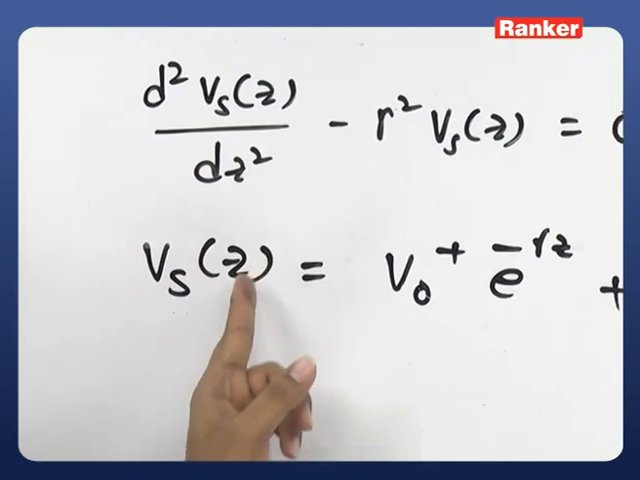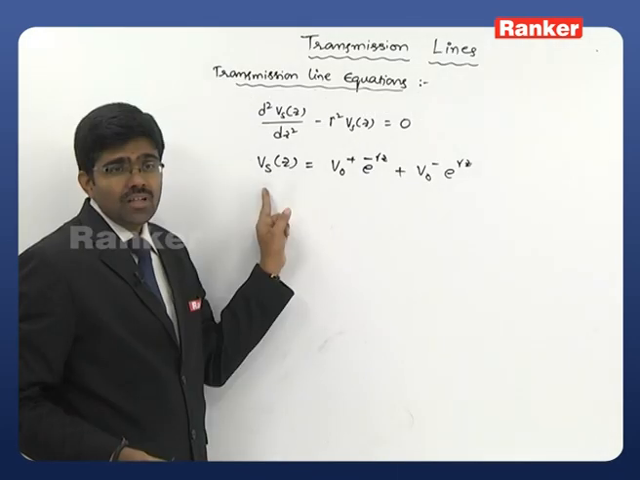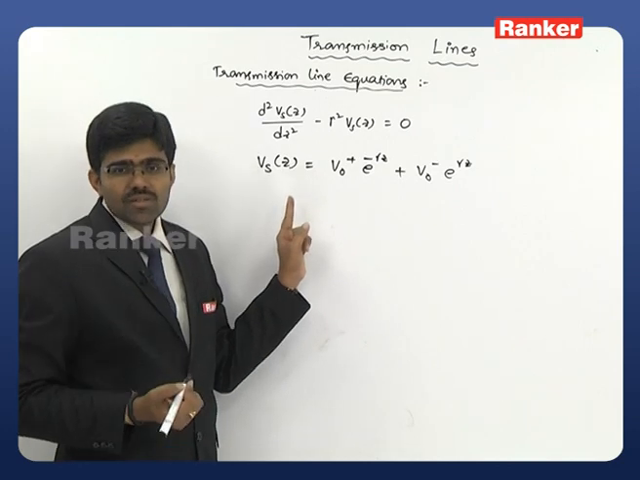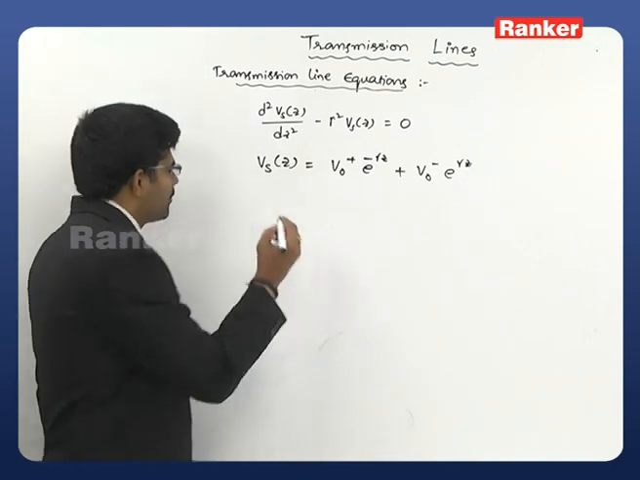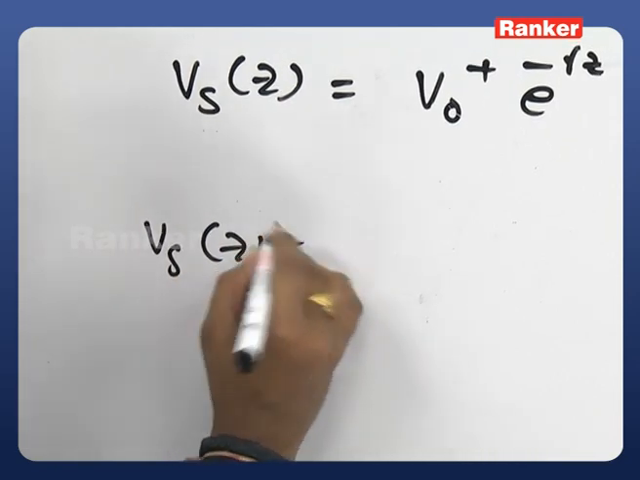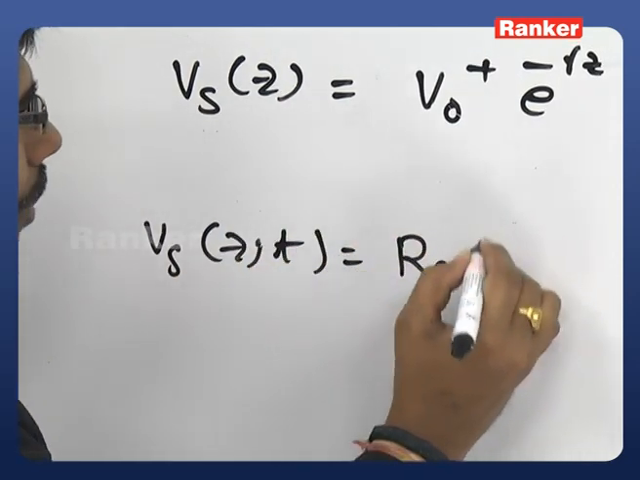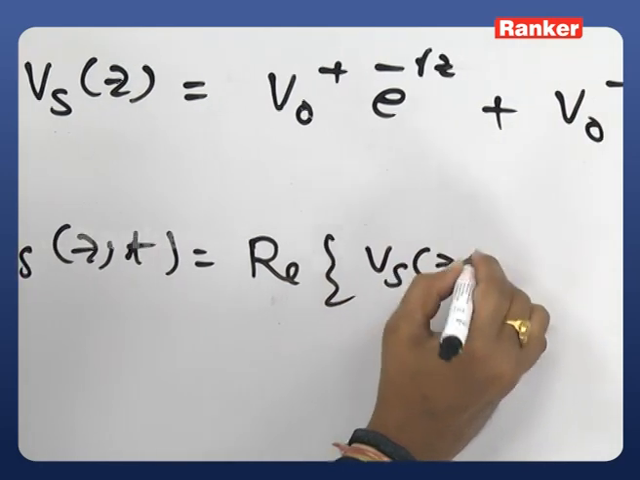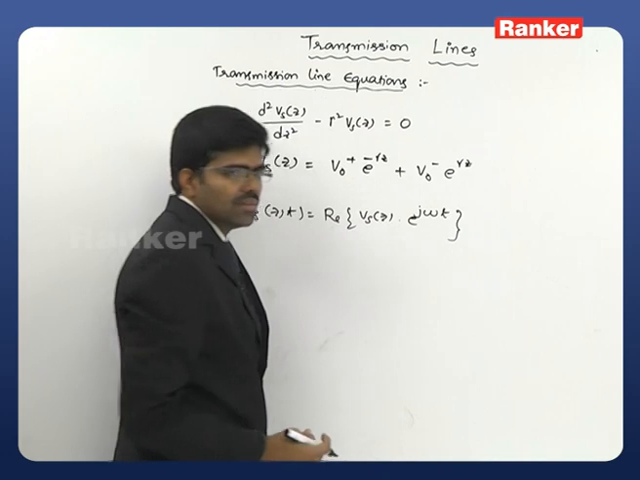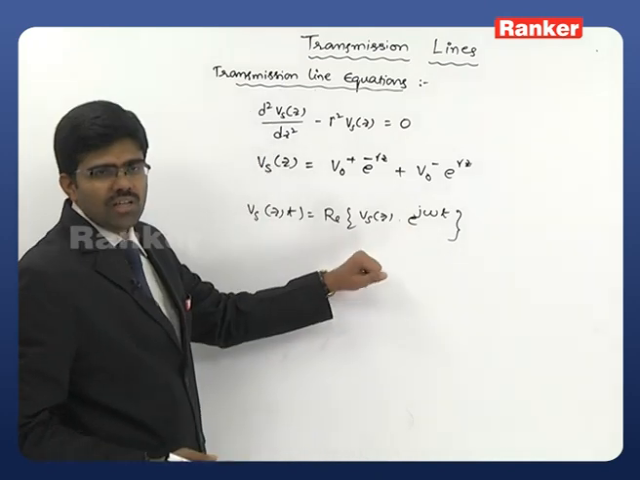Now, clearly observe what I am doing. I am getting Vs of z. Now, from this one I have to get Vs of z comma t. So, how was that Vs of z comma t defined? Vs of z comma t is equal to the real part of Vs of z multiplied with e power j omega t. After that we suppressed this j omega t and left it.